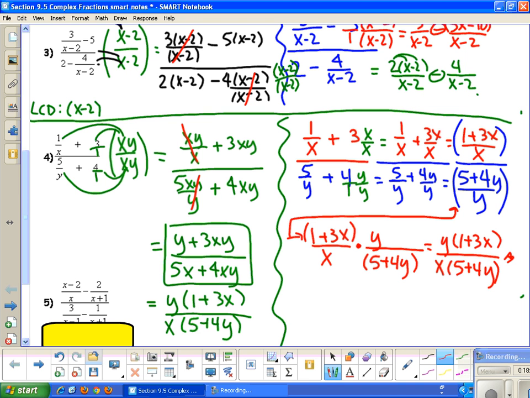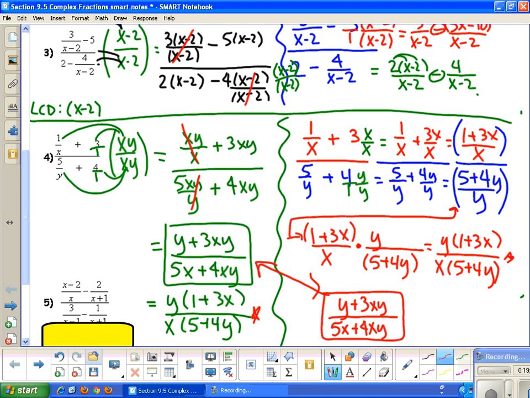Notice that this right here is the same as the factored form that we had. And then you could multiply that back through since nothing simplifies. So that would be y plus 3xy over 5x plus 4xy. And notice that this is the same as what we did over here. It just was another method.